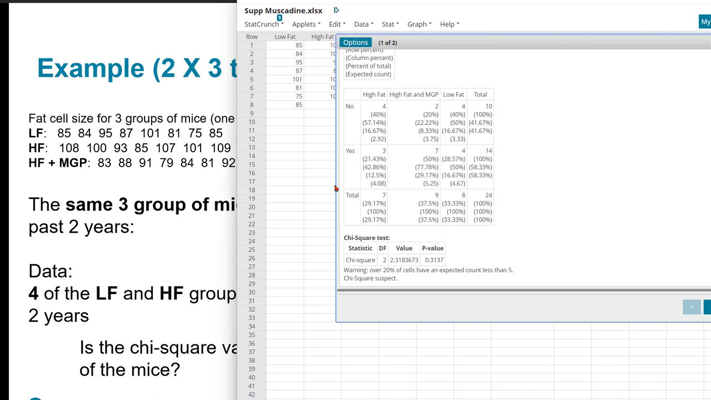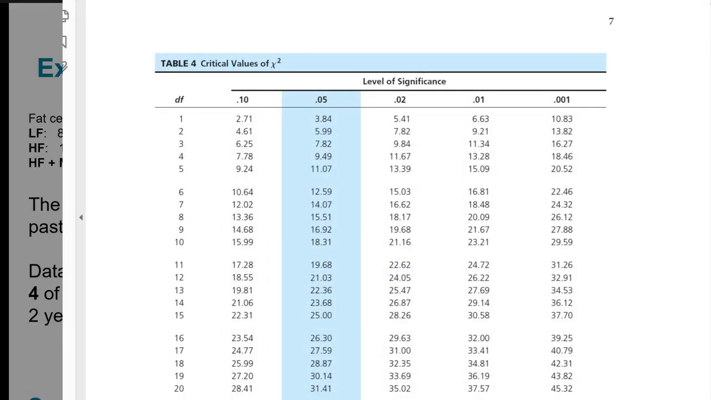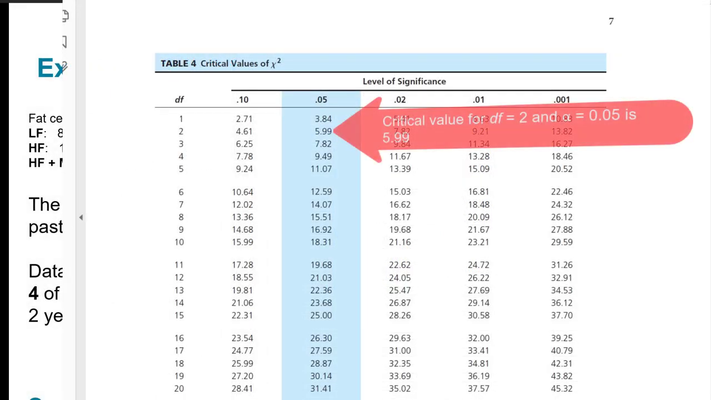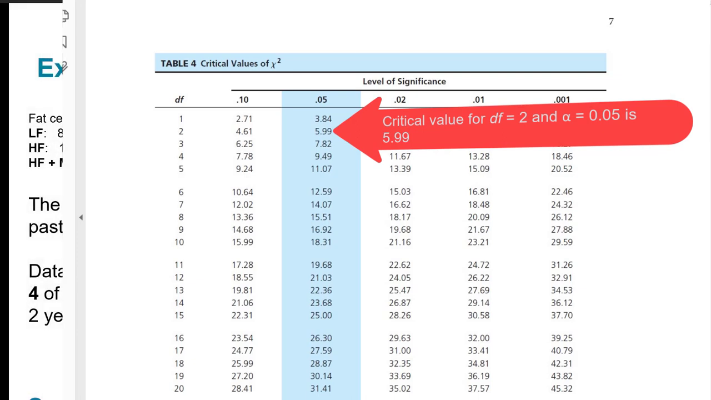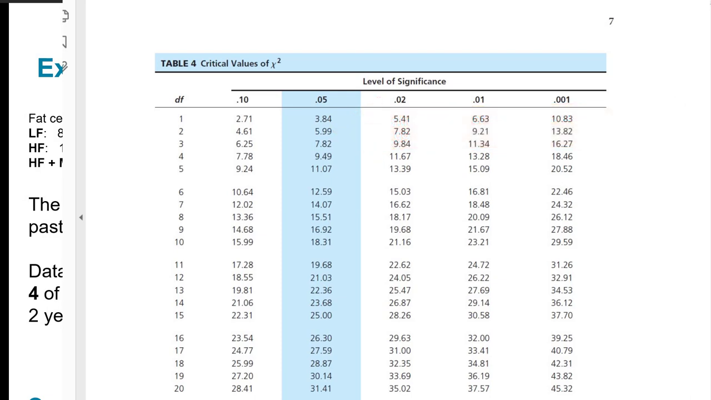First, we see a p-value of 31%, way above our 5% cutoff. That tells us this result is not significant. We can then look at the value of the chi-square statistic of 2.31, and when we compare that to the critical values in the table, we see that it is not greater than the table value of 5.99 at 2 degrees of freedom. This further confirms that this result is not significant.